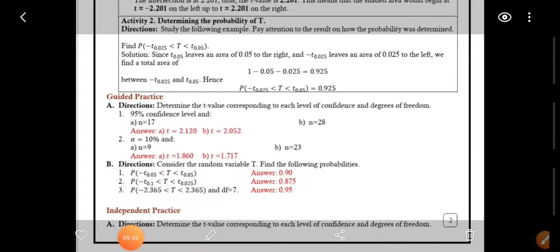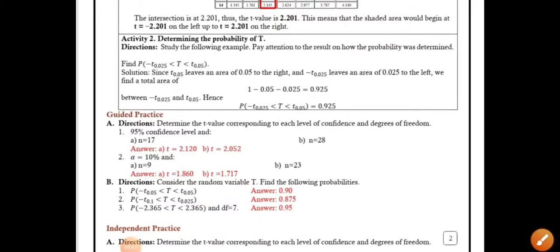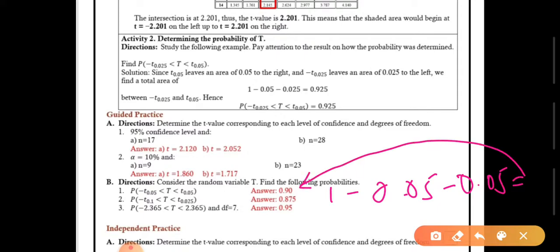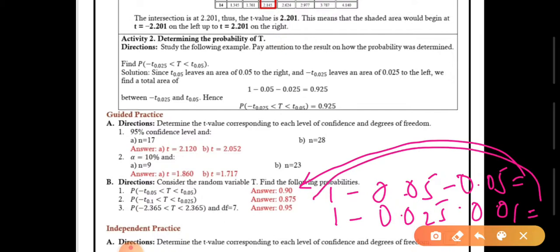Here, you just have to subtract 1 minus 0.05. The answer will be 0.90. 1 minus 0.025 minus 0.01. The answer is 0.875. So that's number 3.